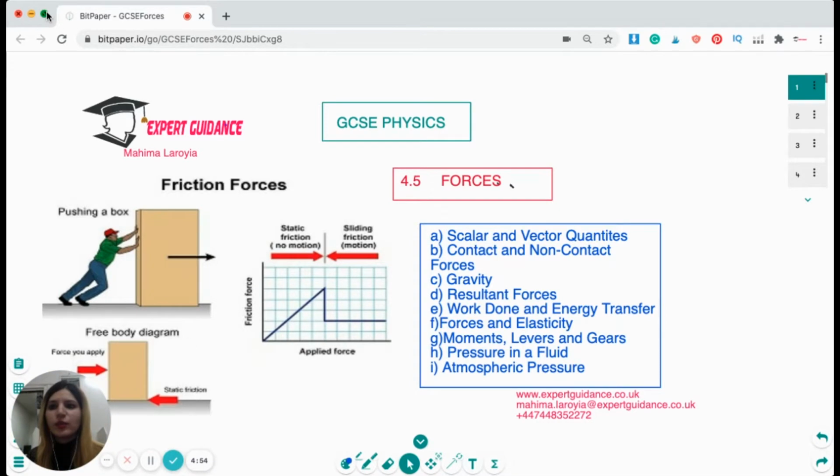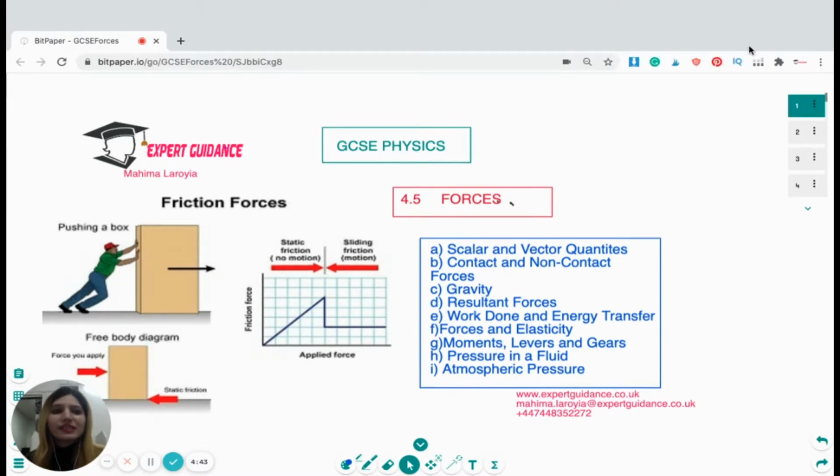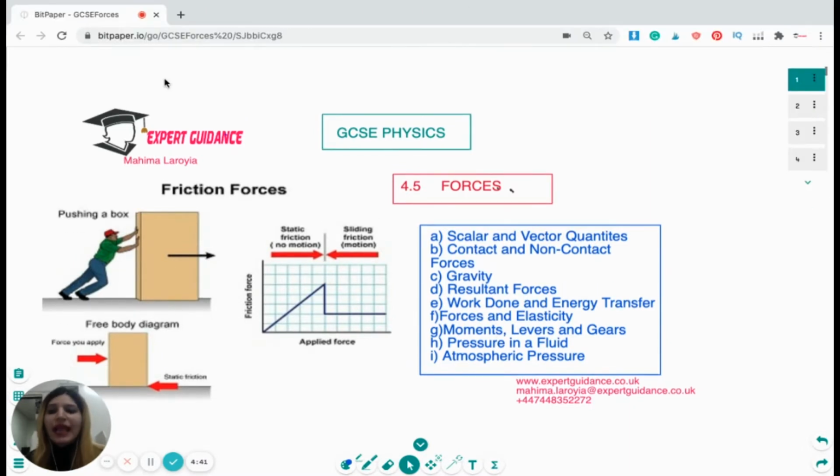Today in this video, we'll be covering the topic of forces in GCSE Physics. Now this is a very important topic because in this unit, we'll be covering both forces and the motion topic. And both of these topics are very important for your GCSE Physics. So I would request you to watch the video till the end because we'll be covering each and every topic in detail, followed by the glossaries and the key terms of this unit.